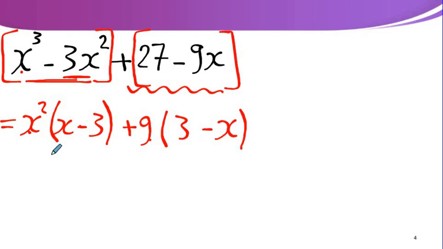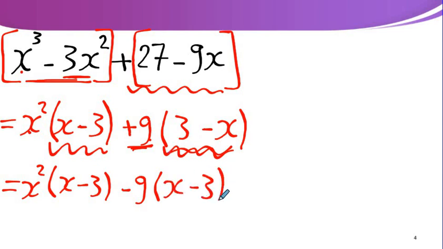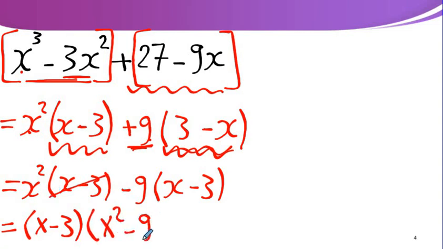And now look here. Here is x minus 3 and here is 3 minus x. To make them like each other, take negative 1 as the highest common factor, so it will be x to the power 2 multiply x minus 3. Negative 9 here, positive 9 here will be negative 9, and this expression will be x minus 3. And now you can take x minus 3 as the highest common factor. It will be x square minus, yes, 9.